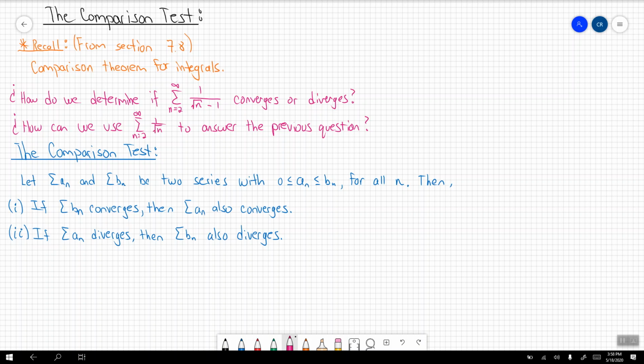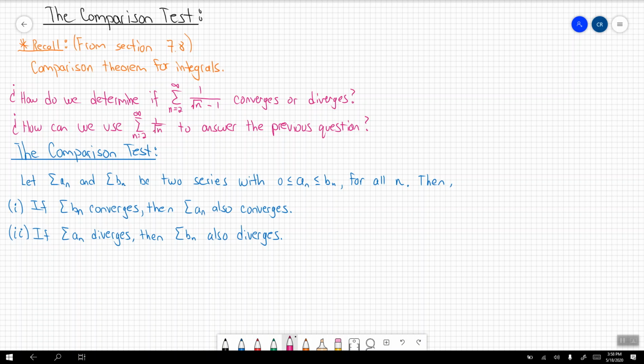Hi everybody, welcome back. Today we're going to be looking at the comparison test. We're still in the section of sequences and series, and we want to develop more methods to determine whether a series is going to converge or if it's going to diverge.